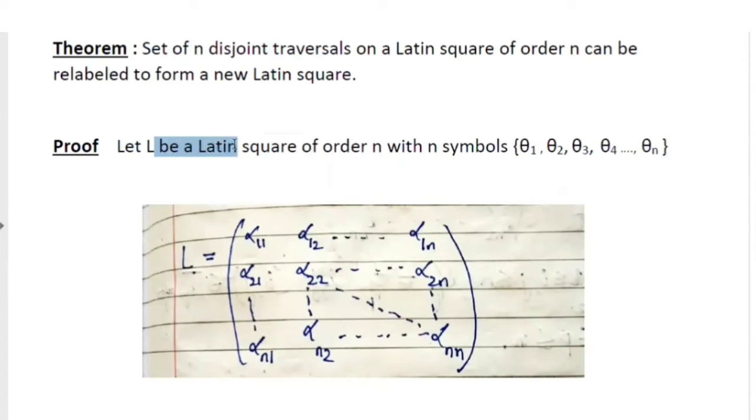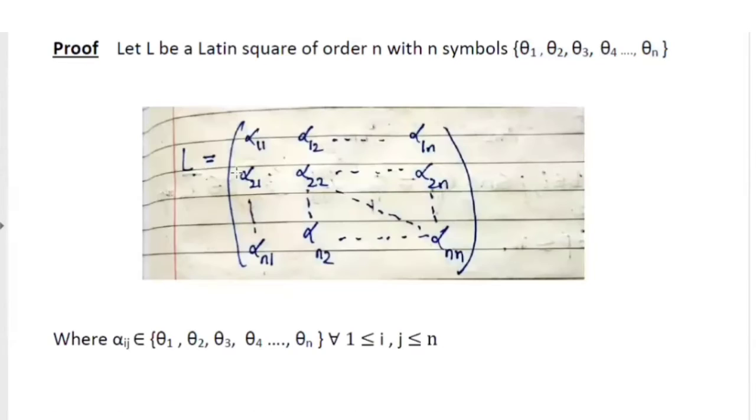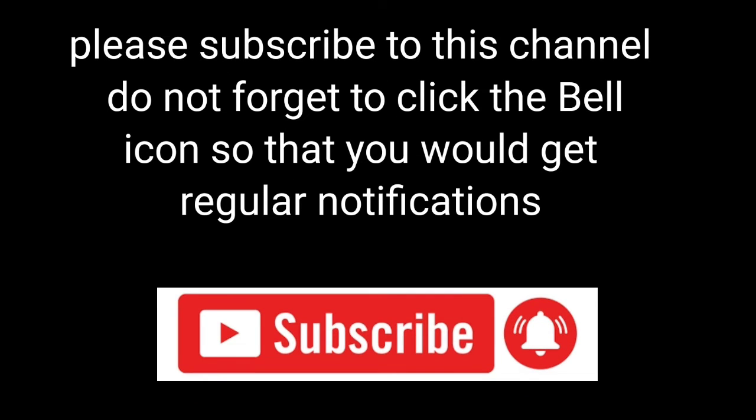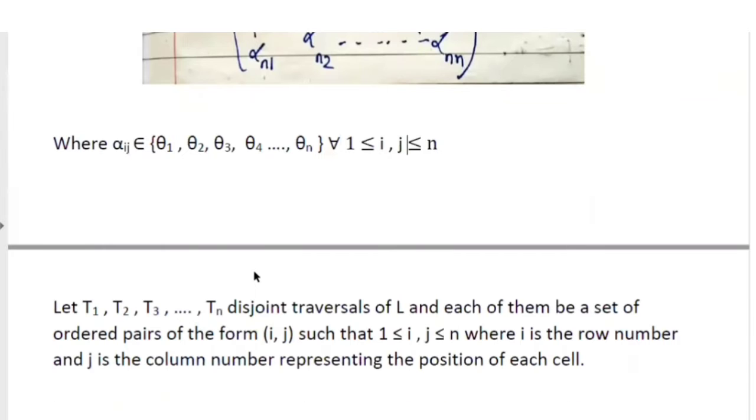Let L be a Latin square of order n with n symbols. Let the symbols be theta 1, theta 2, theta 3, and so on till theta n. So we shall take L like this: L is equal to this matrix where the elements are marked by alpha 1,1, alpha 1,2, and so on. The first part of the subscript is the row number, the second part is the column number, where alpha ij has to be either theta 1, theta 2, theta 3, and so on till theta n, for all i, j in the range 1 to n.